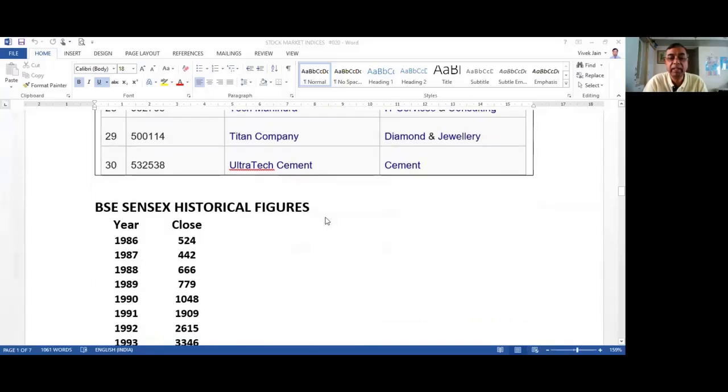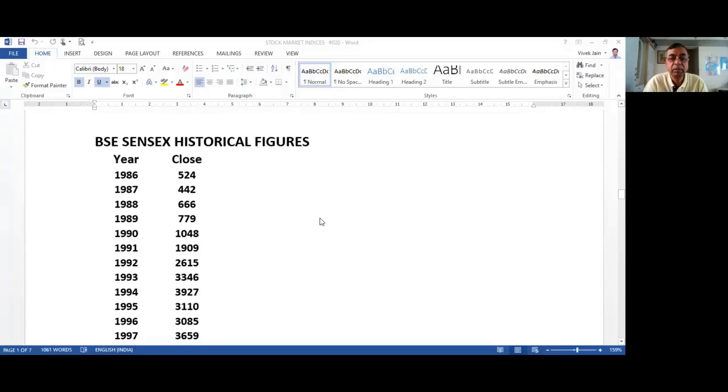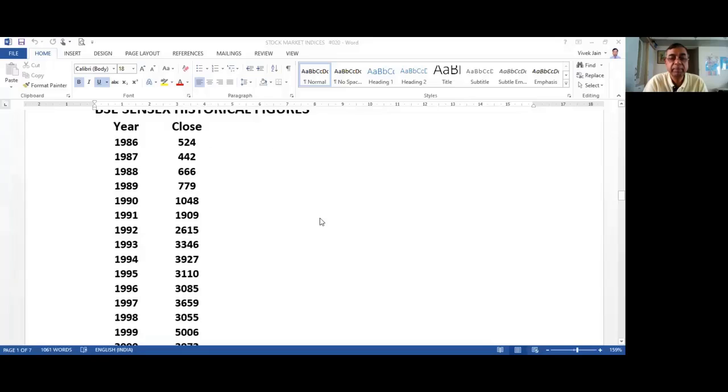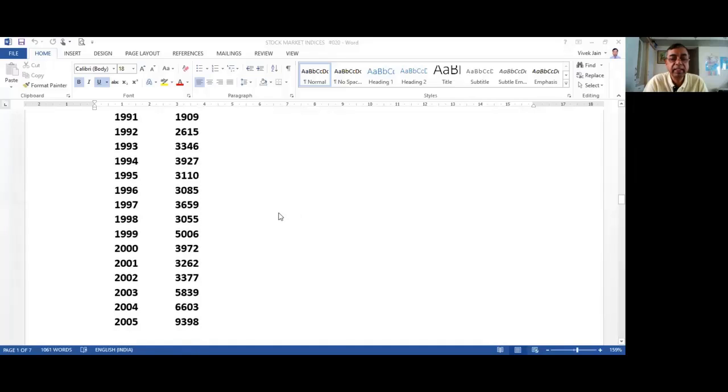With the benchmark of 100 in 1979, the Sensex worked out to 524 in 1986 on 31st of March. Thereafter, I have shown the values every year as it is appearing on your screen. You can see that between 1992, 93, 94, 95, it was more or less accumulating and steadied itself between 3,003 and 3,900. Thereafter, again, it started rising. In 1999, it was at a sizable 5,000.